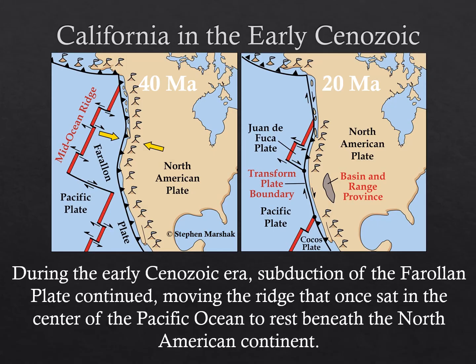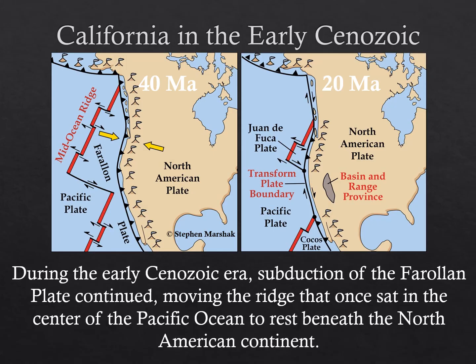Subduction of the Farallon Plate continued. Now recall that in all this time, in all these hundreds of millions of years throughout the Mesozoic, the mid-ocean ridge that used to sit in the center of the Pacific Ocean began to be pulled eastward. As it began to be pulled eastward, that mid-ocean ridge, the eastern boundary of that ridge being the Farallon Plate, continued to subduct beneath the North American plate up until 20 million years ago.